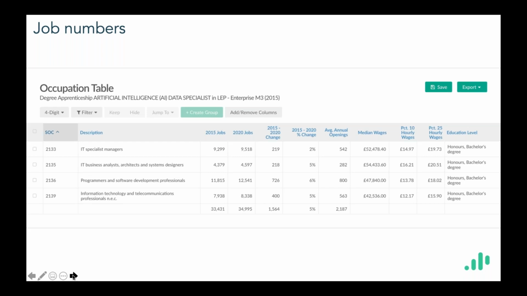Remember, this is structural economic data based on ONS surveys. So these are actual job numbers rather than big data from job postings. And that's an important distinction, and I'll come back to that later. While there's growth here, the rates aren't high, but it's always useful to look at openings as well, because you can see the average annual openings column there.